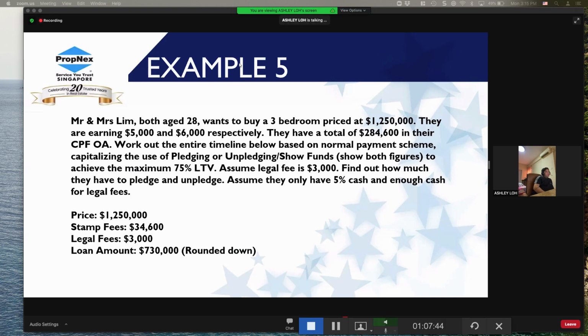Yes, Junsua is correct. For whatever part you're using, the CPF will lock in the amount for the next stage payment.